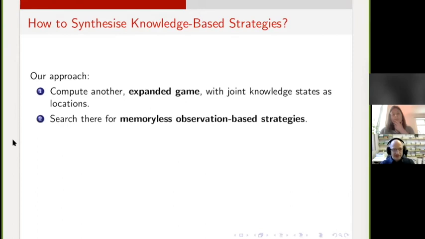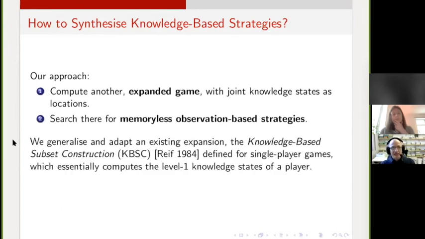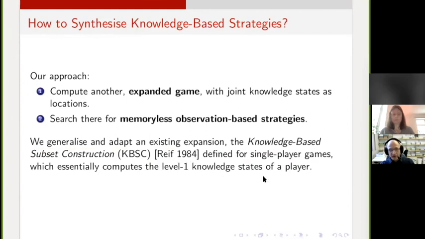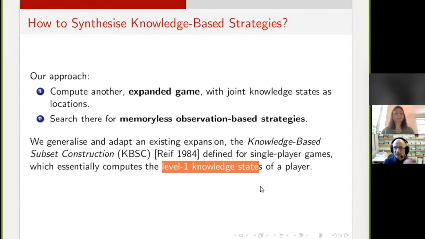Okay, so this is a very important idea. And for this expansion, the way we constructed this expanded game is we took as a building block a known construction for single player games. This known construction is the well-known knowledge-based subset construction introduced many years ago by Reif in 1984, which in effect, actually Reif never presented it in this way. Actually, we are the first ones to present it in this way, that you can view it as computing level 1 knowledge states of a player, or rather the causality here is the other way. What this construction defines, we took as our notion of first level knowledge.